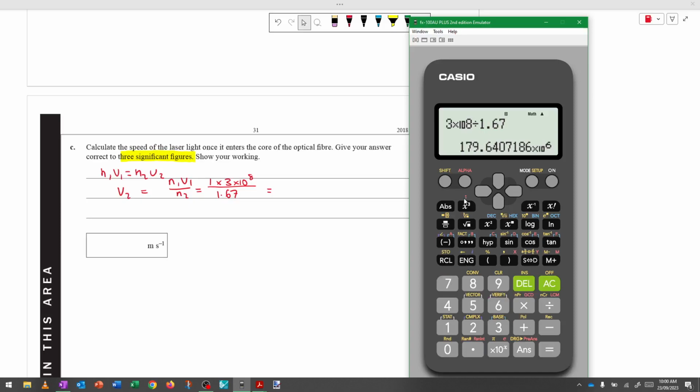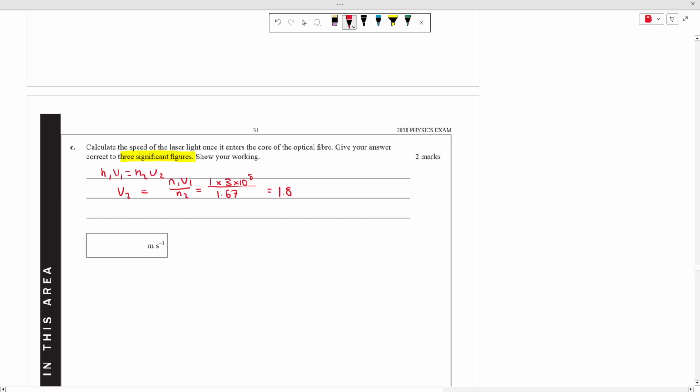Right, so it's 1.80 times 10 to the 8. I think, yeah. Move that 2 across, that becomes an 8. For 3 significant figures, that 9 rounds up to a 0, and then the 7 rounds up to an 8. So it's 1.80. Make sure you include the 0, because that's part of your significant figures now, times 10 to the 8 meters per second.